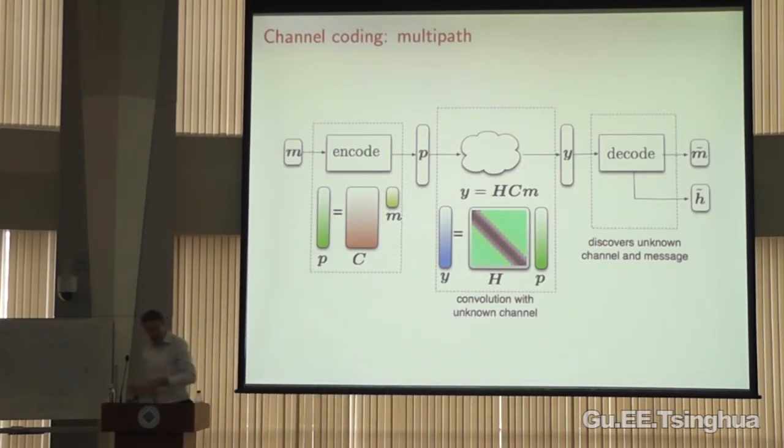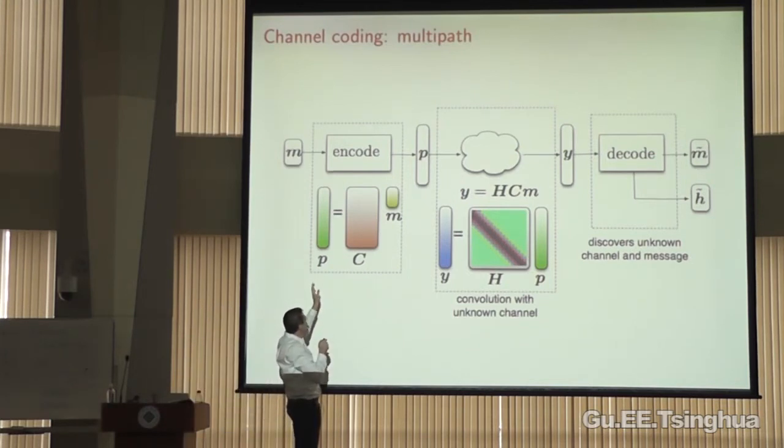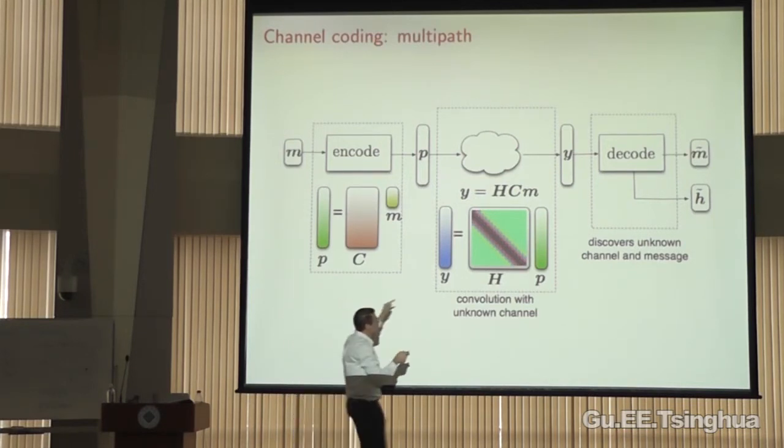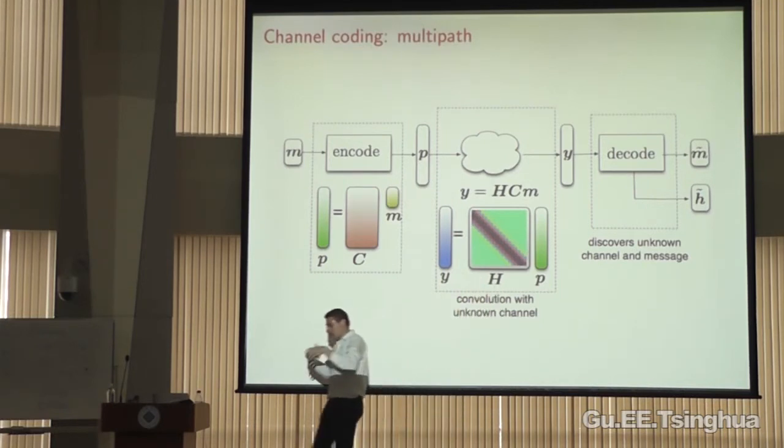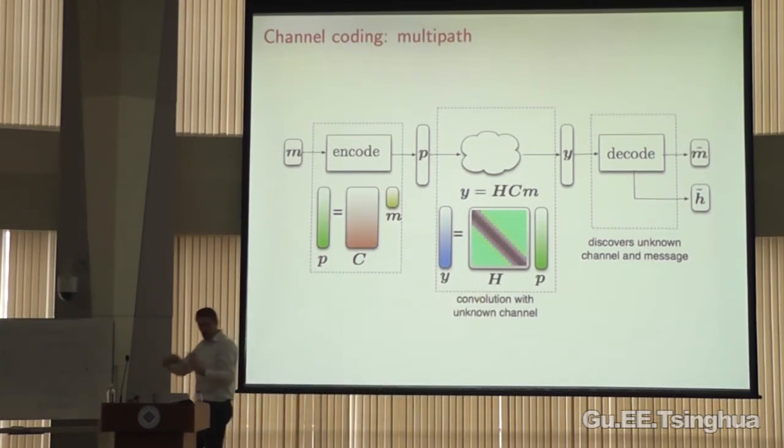So then you can ask, when does this work? Another question you could ask is what kind of coding redundancy do I need? How long do I need it to be? How many extra entries do I have to protect this with to protect against a filter of length k? If I want to protect against k bounces, what kind of coding redundancy do I need? That's the idea.